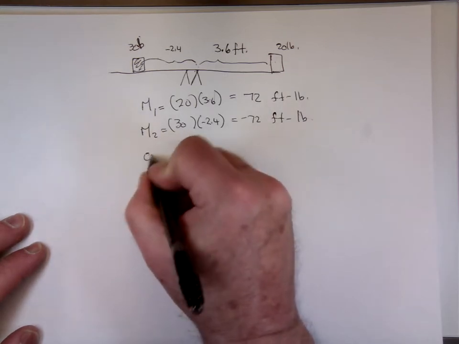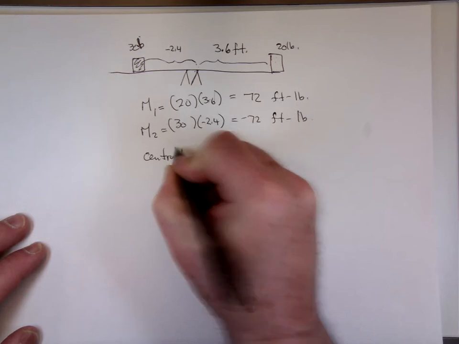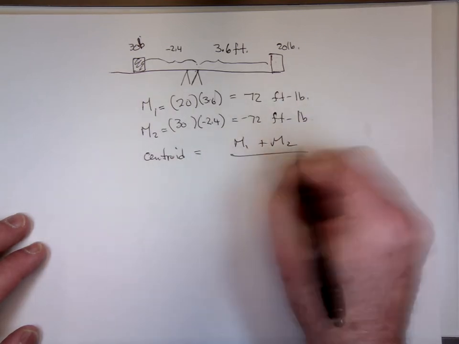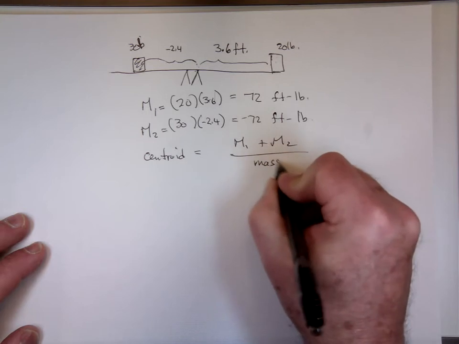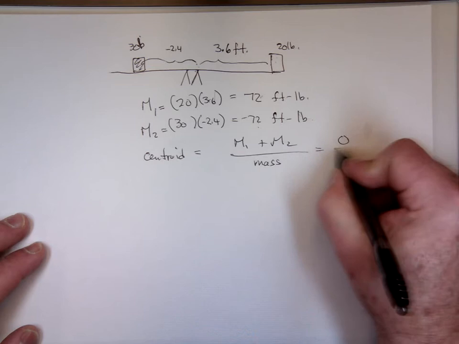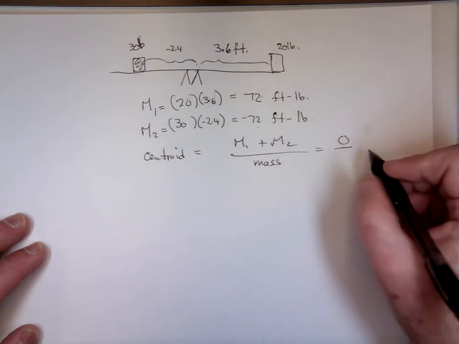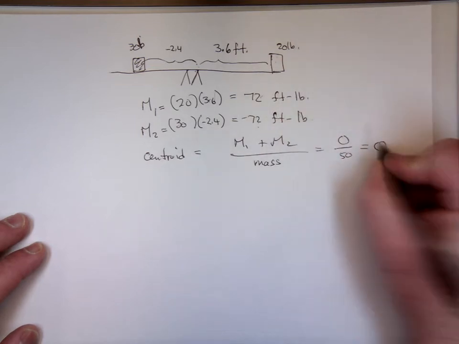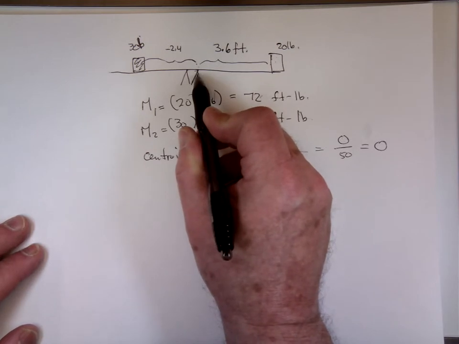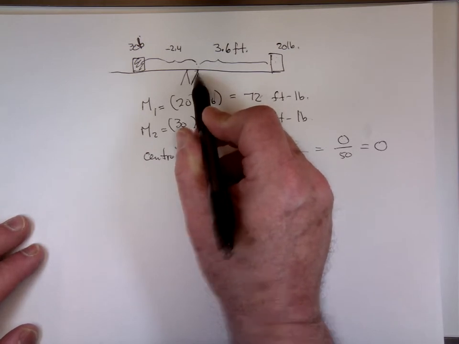Our centroid is equal to the sum of the moments divided by the total mass. We're going to get negative 72 and a positive 72 to get 0. The mass is still 50 pounds, and it's equal to 0. That tells us we have equilibrium. It's balanced right at our fulcrum. That's where the centroid is. That's equal to 0, by locating it over that 2/5.